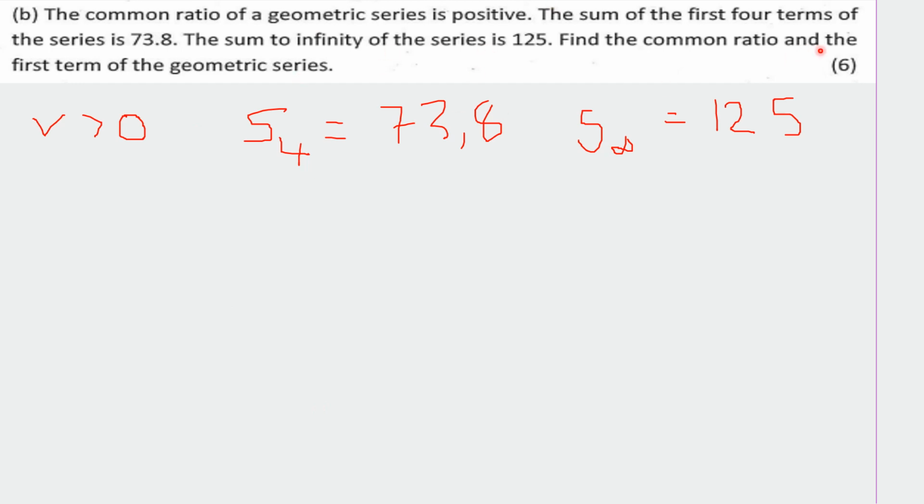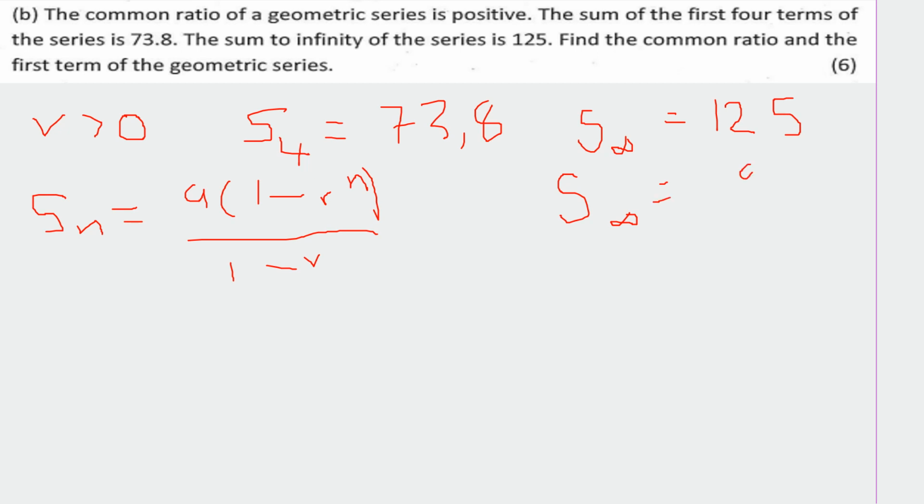Yeah? So basically what you're going to do, we're just going to simplify these two equations and equate them. Now, remember the sum of the series is represented by Sn, which is equal to what? A into 1 minus r to the power of n, all divided by 1 minus r. And also remember again, the sum of an infinite sequence is equal to what? It is equal to a over 1 minus r.